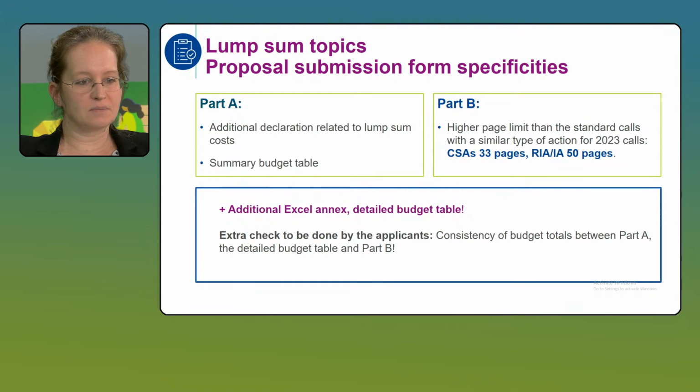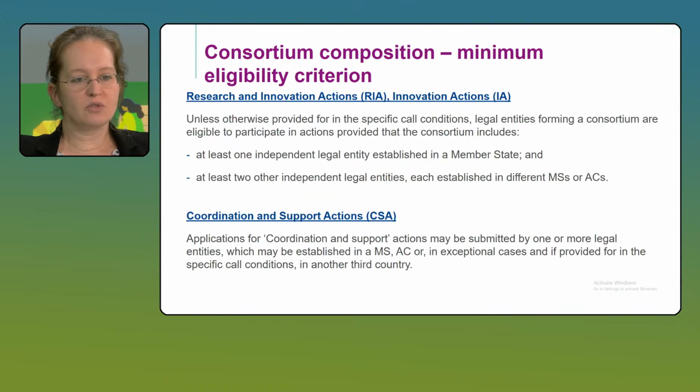Next slide, please. In terms of consortium composition, there are some minimum eligibility criteria that you have to take into account. So for research and innovation actions we are looking to include at least 1 independent legal entity established in a member state and at least 2 other independent legal entities, each established in different member states or associated countries.